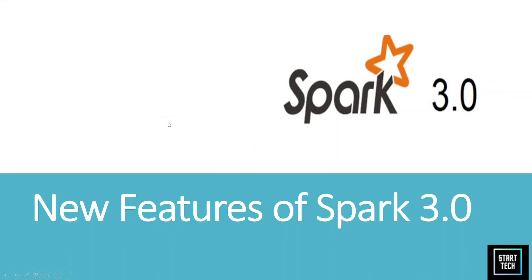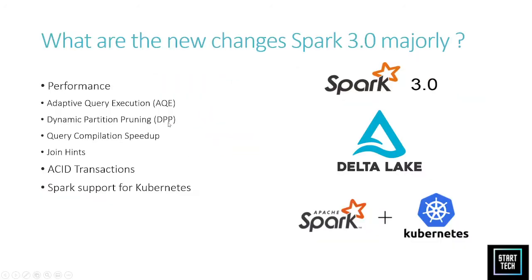So in today's video we are going to discuss key features of Spark 3.0, which can be asked as an interview question as well. So let us begin. Regarding performance for Spark 3.0, what are the new changes? The new changes revolve around Spark performance and are related to adaptive query execution and dynamic partition pruning.